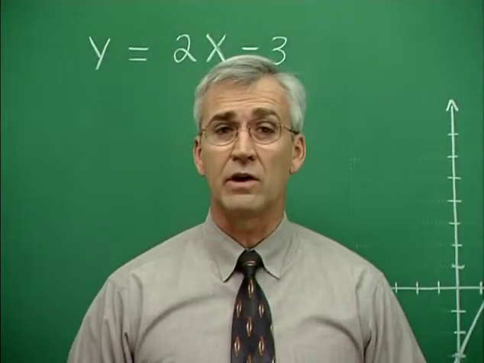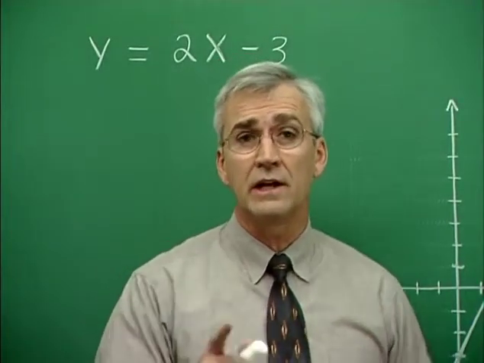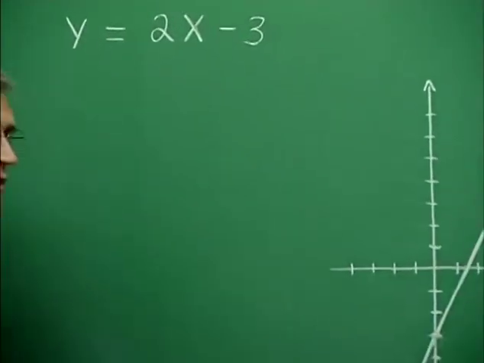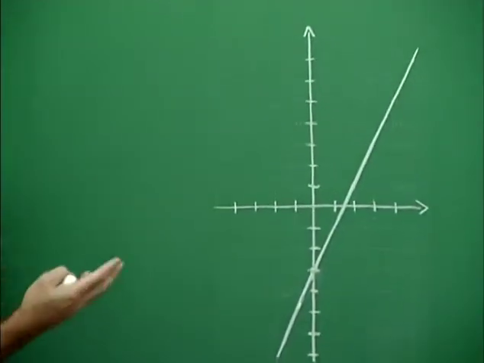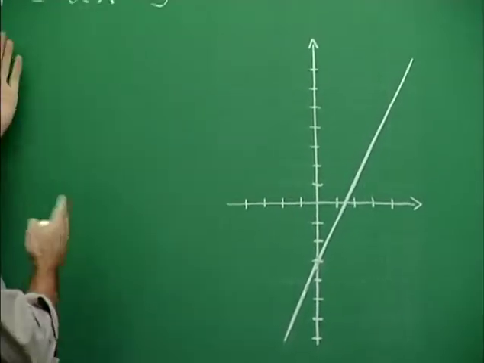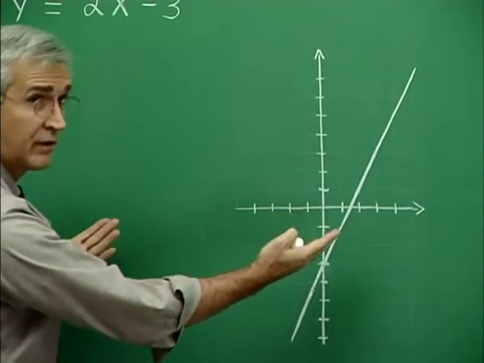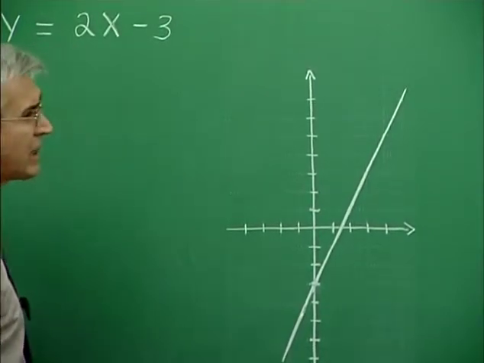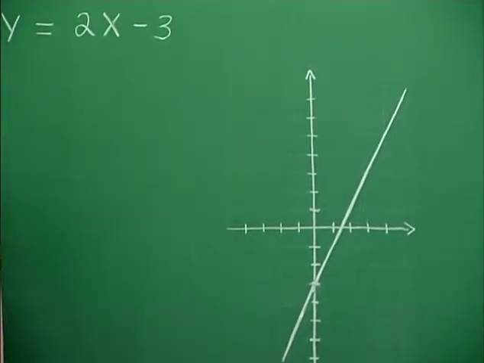The graph of a linear equation is a straight line. Here's a linear equation, and here is its graph. Let's talk a little bit now about the steepness of that line. Different linear equations would have a different graph and therefore perhaps a different steepness associated with it. That steepness is called the slope of the line.